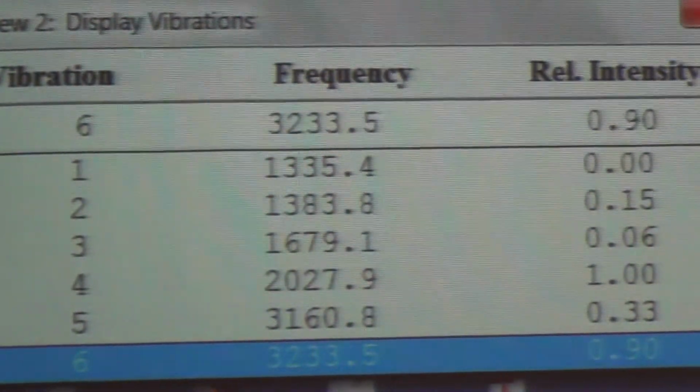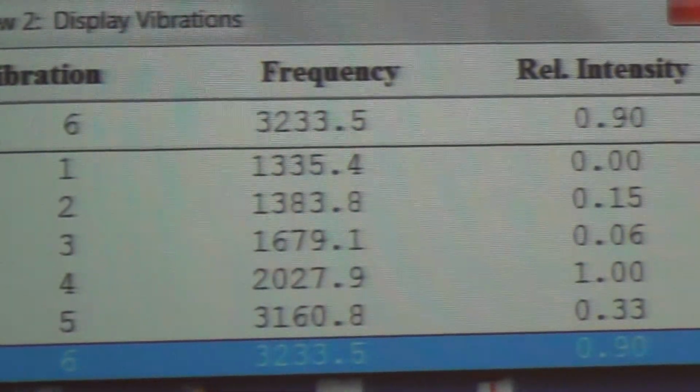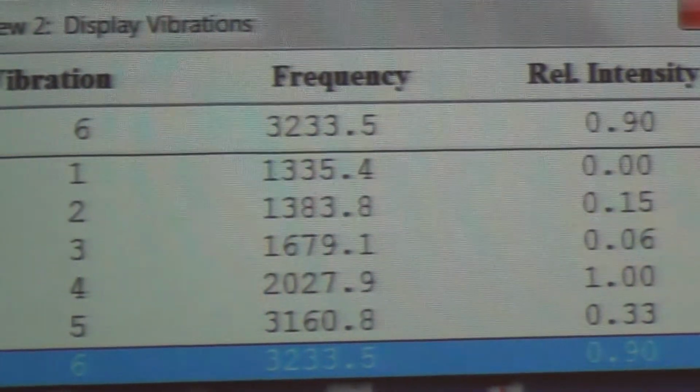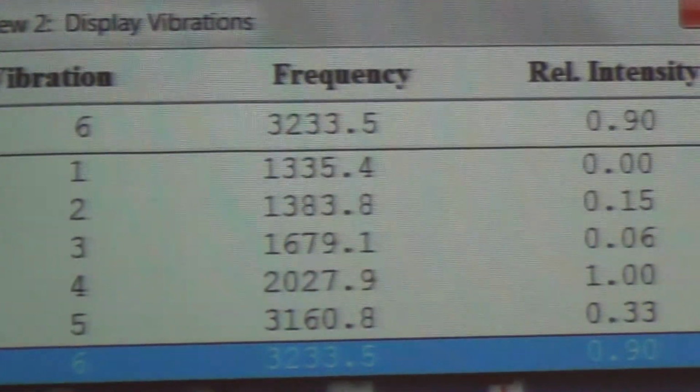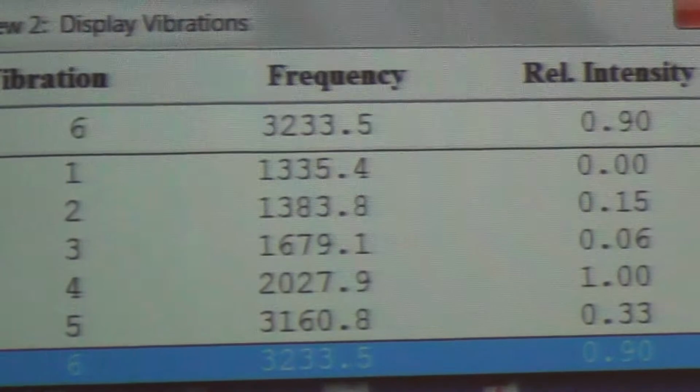And the first vibration you can see is actually 0 intensity. So it's not going to be very active, and it's 0 intensity because for that vibration, the change in dipole moment will be 0. Let's take this one here.